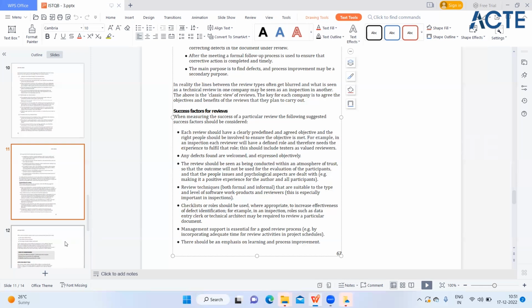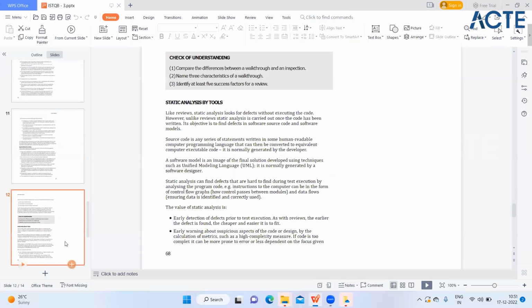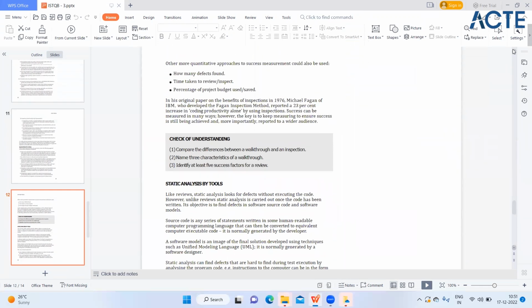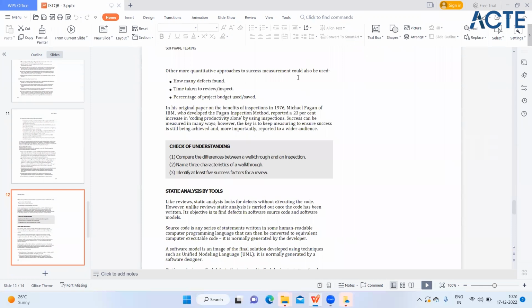And also the most important, the review report should be there so that it can be reviewed later for the next future work, if we get a similar kind of work. Okay. So these are the things they are saying: how many defects found, time taken to review or inspect, percentage of project budget used or saved. So this is the thing.